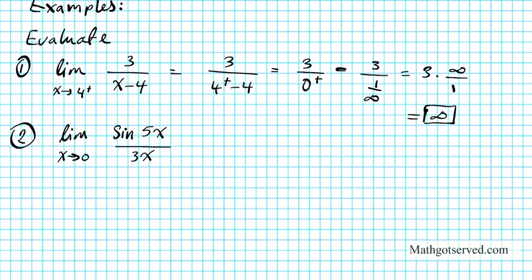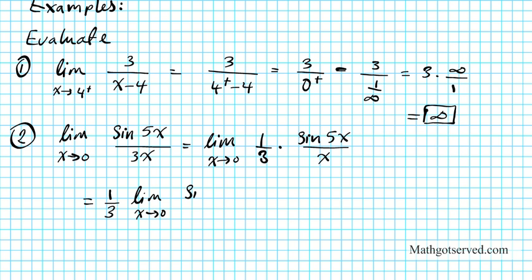I'm going to use the constant rule for limits to do the following computation. I'll write this as the limit as x approaches 0 of 1 over 3 times sine 5x over x. The constant rule allows me to factor the constant out of the limit because it's independent of x. So it becomes 1 over 3 times the limit as x approaches 0 of sine 5x over x. Now the goal is to make this sine argument identical with the denominator.